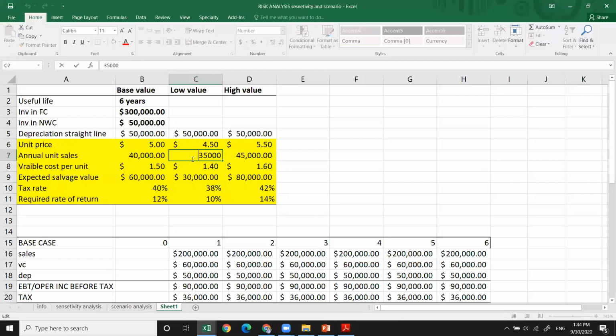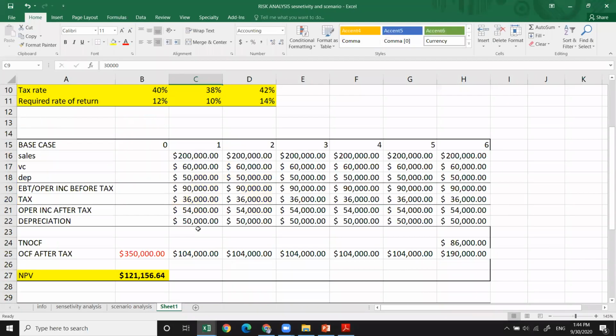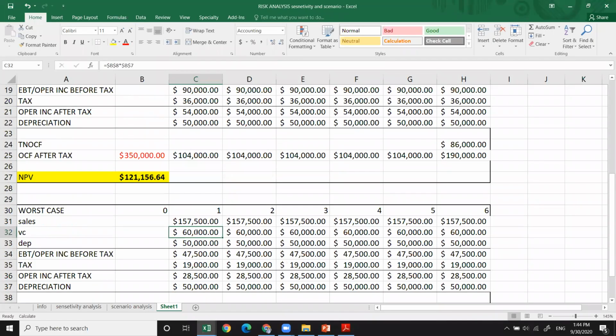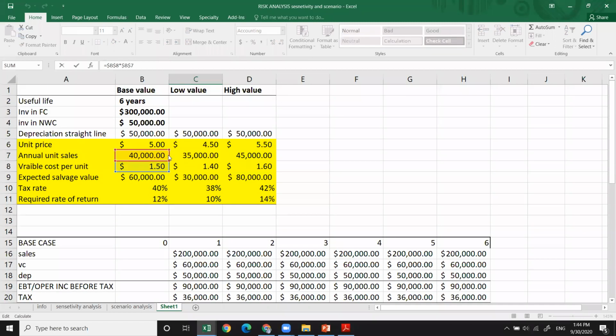So annual unit sales, what we do here, you have annual unit sales at the lower case, okay? But you will have the variable cost at the highest one. This is the key difference. Please get it into your mind because you're trying to create the worst scenario.